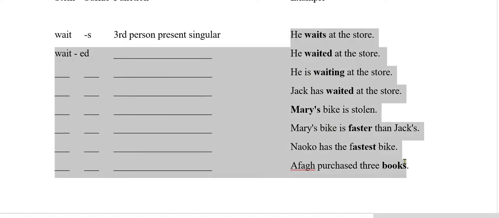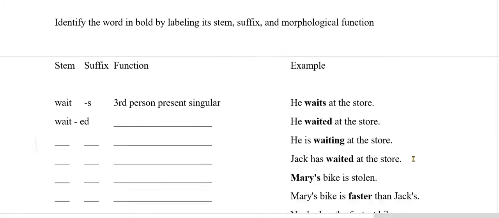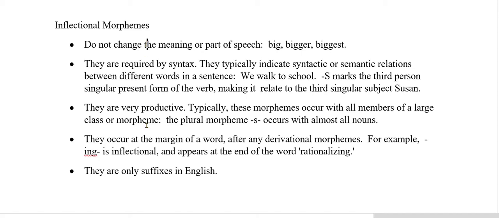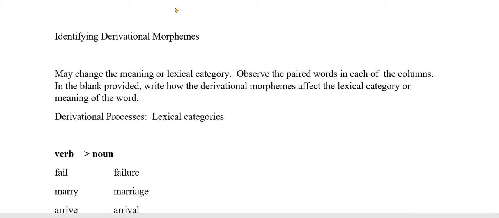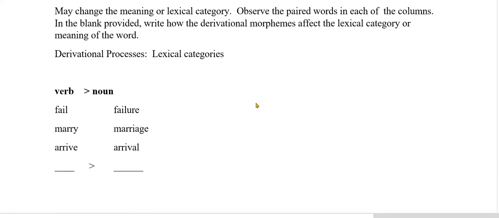And that's it. These are all the inflectional endings in the English language, and each of these fits the characteristics I've already explained here. Now, derivational morphemes may change the meaning or lexical category of the word that they attach to. This is important. Let's take a look at one example. On the one side, we have fail, marry, arrive. We have failure, marriage, arrival. These affixes are changing the words. The first column, fail, marry, and arrive are verbs, and based on the endings on the right, these words are all changing to nouns. So sometimes derivational morphemes can affect the lexical category of the word they attach to.